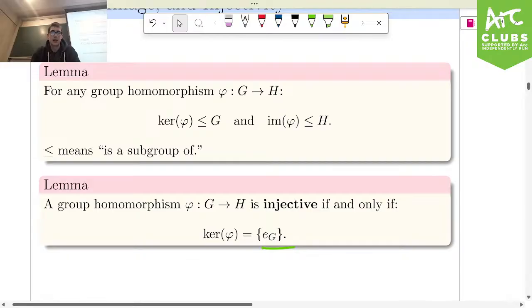But if it is just the identity element, then it turns out that our function is also injective, right? So that's hopefully useful for us when we're trying to look at when a homomorphism might be an isomorphism. Okay. All right.